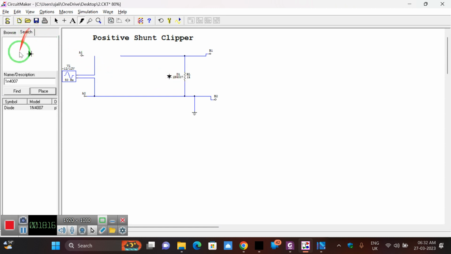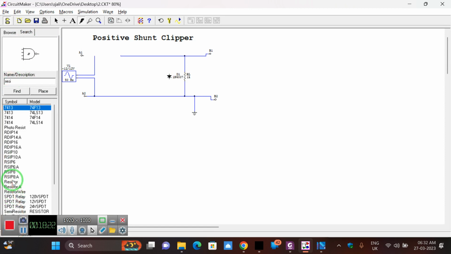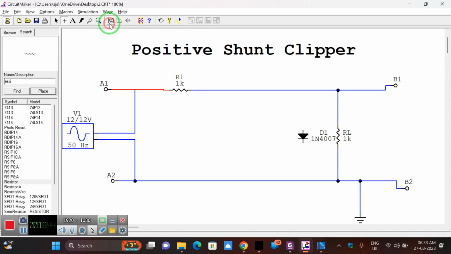Now I need a resistor. So there is a resistor and place this. Now use the wire tool to connect all the items. Now while we are connecting this, you can see there is no dot like here. There is no dot like here, means there is no connection. Later I will make the connection. Be careful when I am removing the wire and we are connecting. You must check that all connections are perfect.